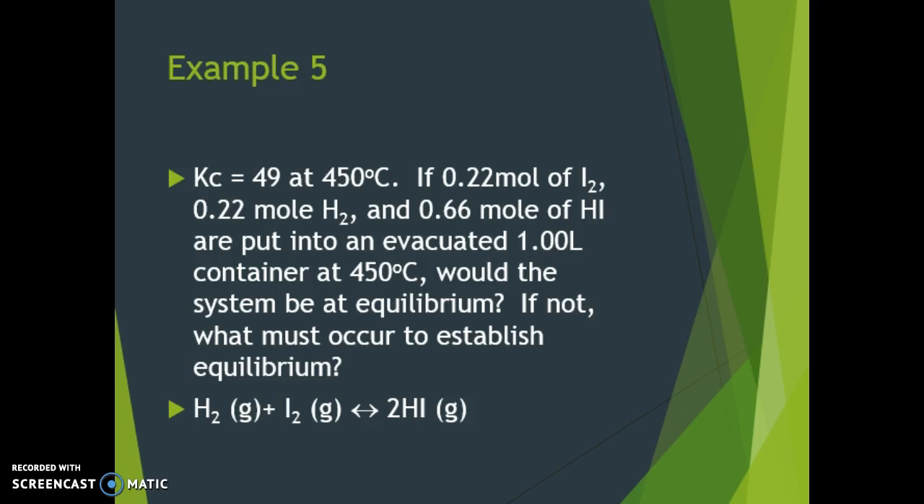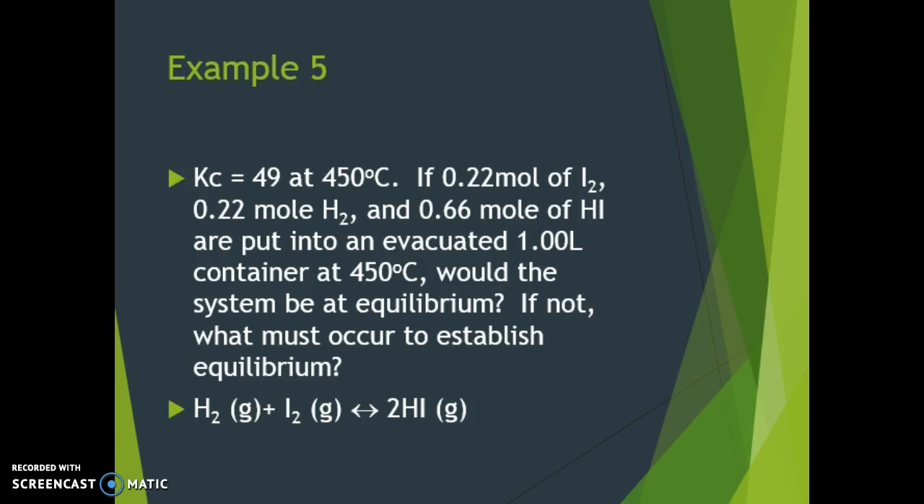So example number 5 from your in-class problem packet simply states that Kc is 49. We're dealing with a 450-degree system here. Equations down below, so they're going to give us some concentration data. We have 0.22 moles of I2, 0.22 moles of H2, 0.66 moles of HI, and we're in a 1-liter vessel. So luckily, all of the mole data that they give us, we can just use as molarity. And we're asked, are we at equilibrium? And if we're not, well, how do we get there?